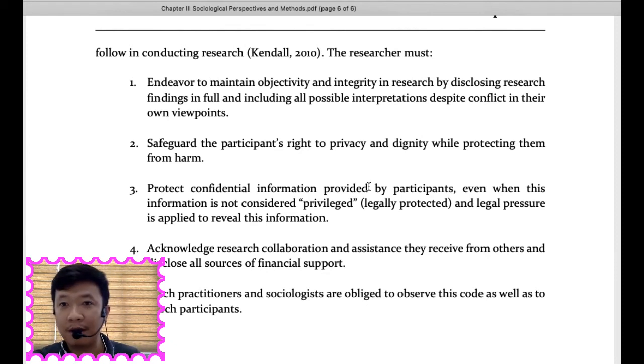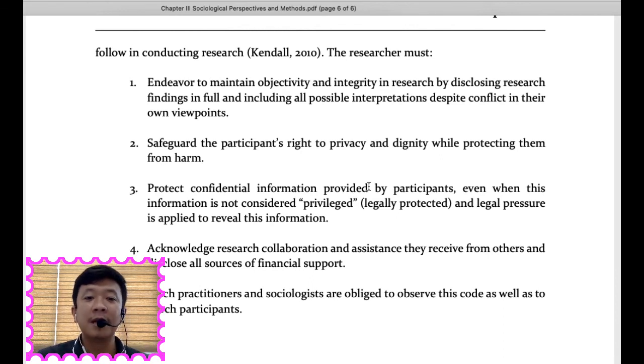You don't want to put them in harm kasi baka malalaman pala ng parents nila na nakipag-participate sila sa isang research without their consent. So mag-aaway sila tuloy. No? So baka hindi nabigyan ng allowance, for example, yung bata, kasalanan mo pa na researcher.